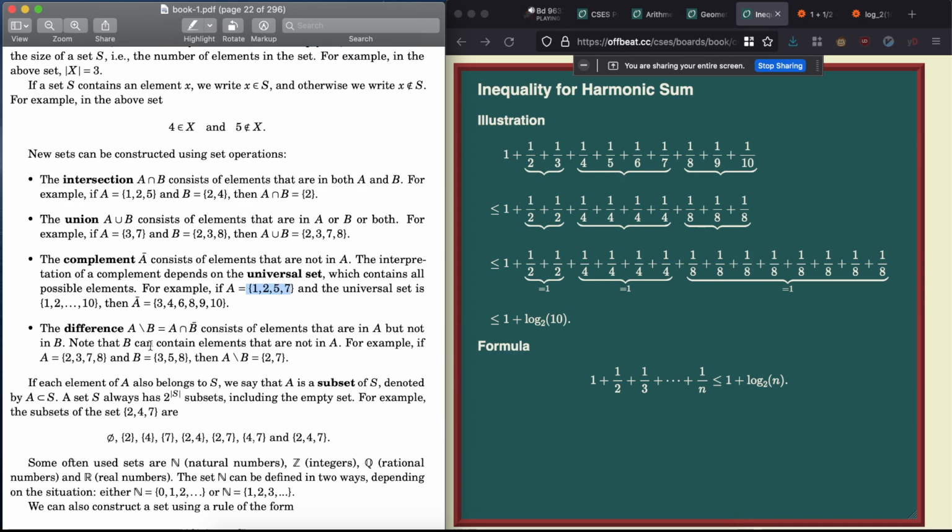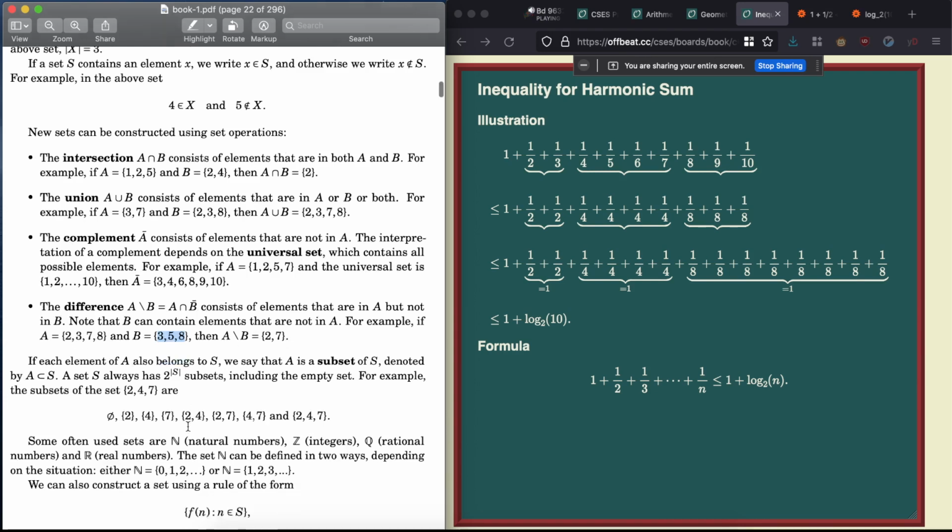And then we have the concept of difference, where this is the formula, A intersection B complement. In simple words, we have all the elements in A, and we just remove those elements from A which are present in B. For example, 2, 3, 7, 8, we remove 3, 5, 8 from here. So 5 does not exist, so we don't have to worry about that. We remove 3 and 8 and we get 2, 7.